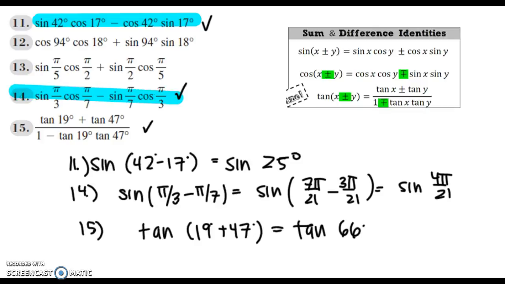Same with this one. And then tangent. Tangent is the same in the top. So 19 plus 47, tangent is 66.